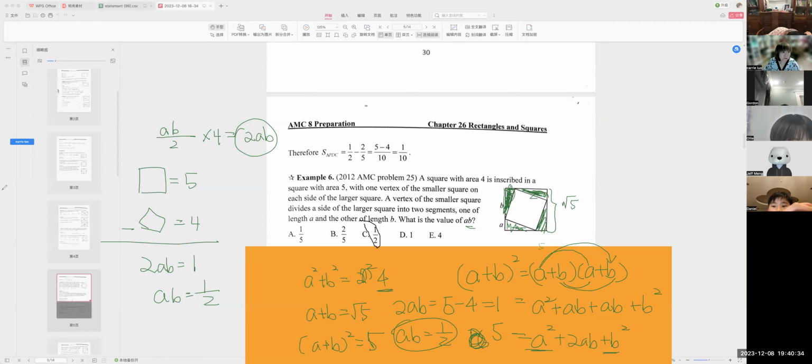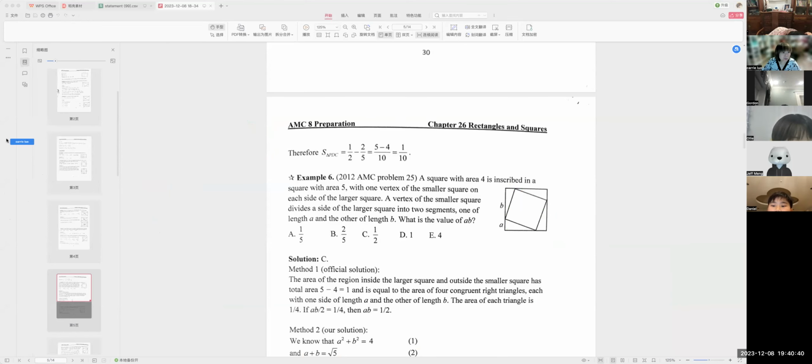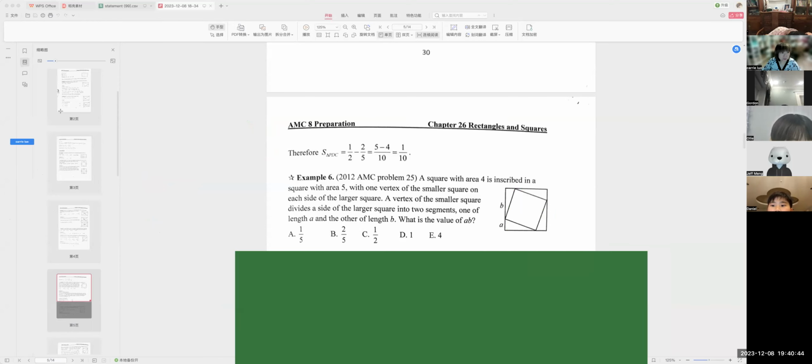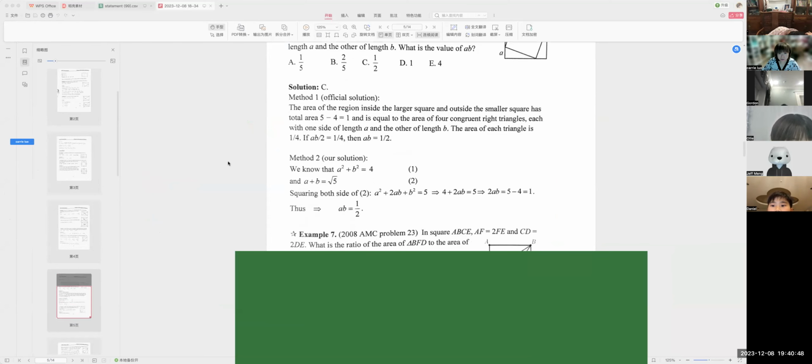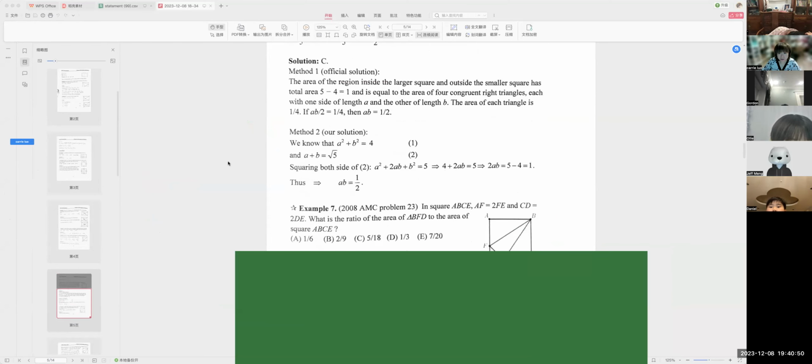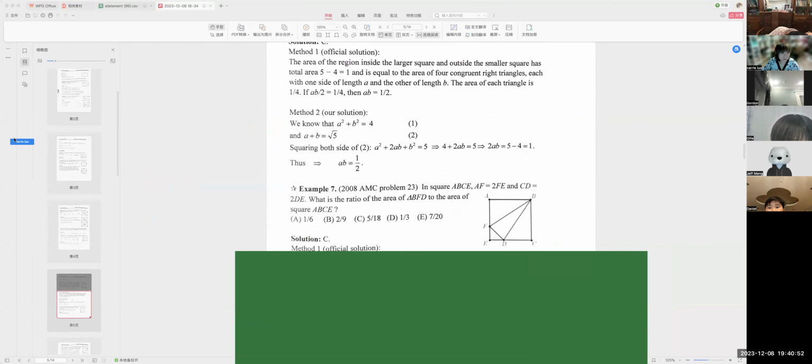Okay, so C is correct. Get it, everybody? Okay, so if you understand this one, we're going to move forward to the next one, okay? So it's actually not hard, right? Okay, so let's take a look at number 7.